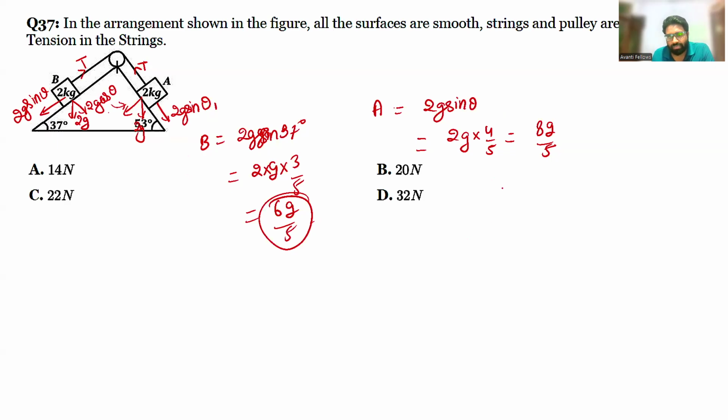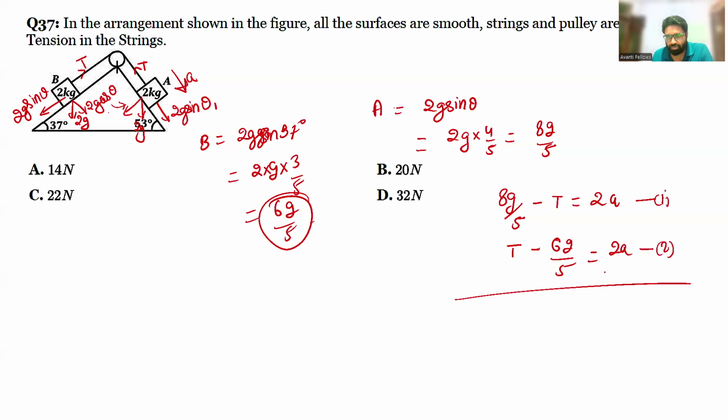Apply Newton's equation. On block A, 8g by 5 is in the direction of acceleration, so it is taken to be positive. 8g by 5 minus T equals 2a. This is equation 1. For the second equation, T minus 6g by 5 equals 2a. This is equation 2. Now add up these two equations: 8g by 5 minus 6g by 5, which is 2g by 5, equals 4a. So the acceleration is g by 10, which is 1 meter per second square.